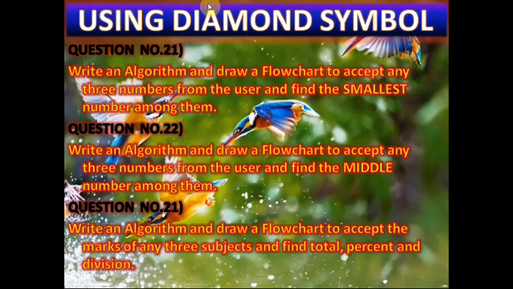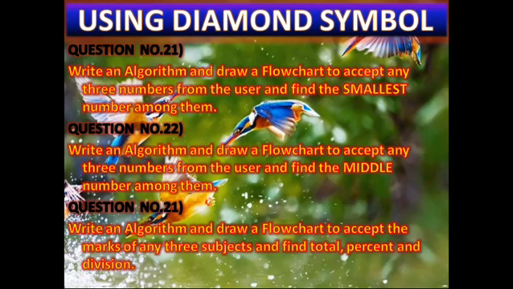Once again, I want to show you question number 21. First we will complete this one. Question number 21: write an algorithm and draw a flowchart to accept any three numbers from the user and find the smallest number among them. In previous classes, you have already studied how to accept any three numbers from the user and how to find the largest number among them. This is so simple to make in the algorithm, and so simple to create in the flowchart, so I want to make only some changes in the algorithm and flowchart.